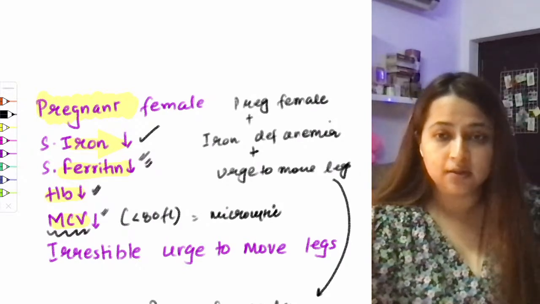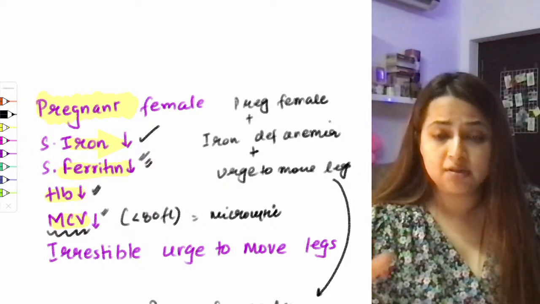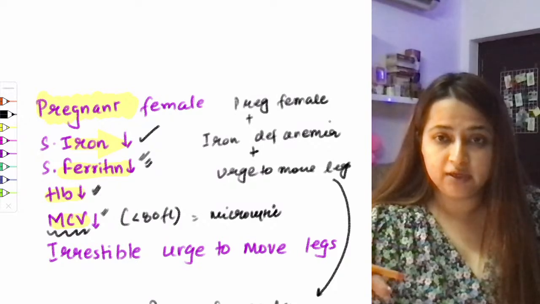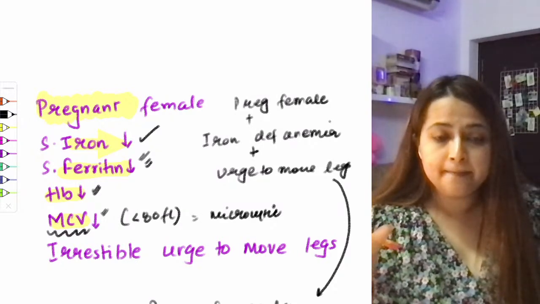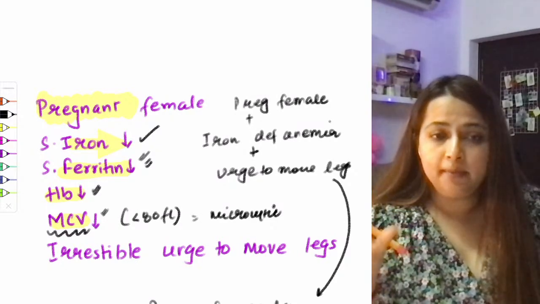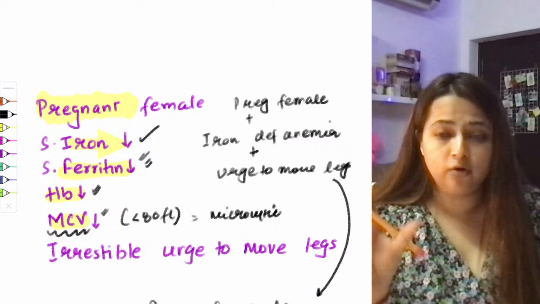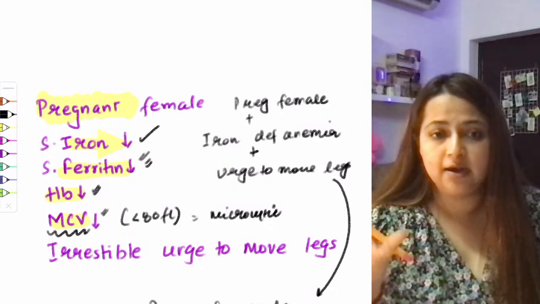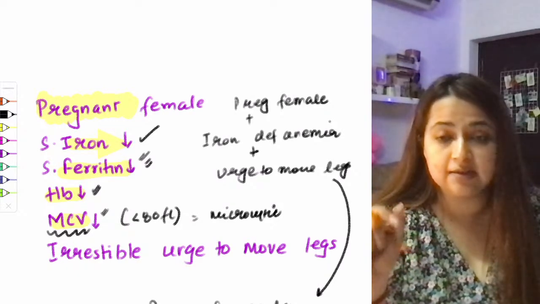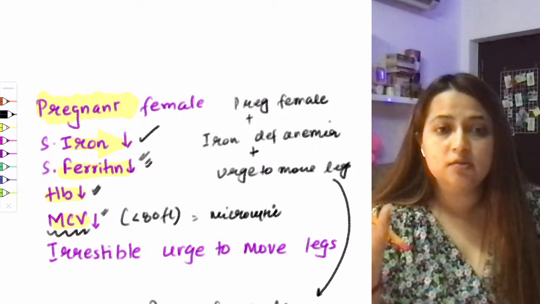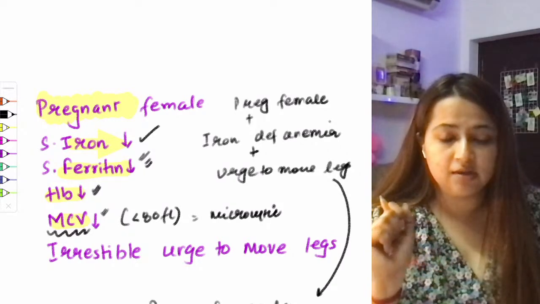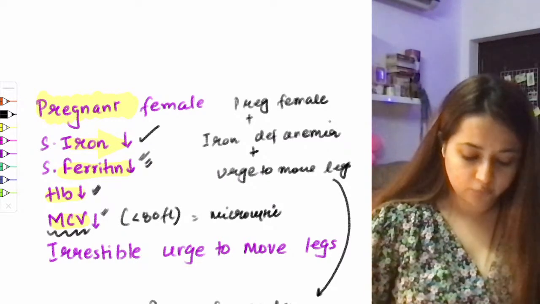The take-home message is that restless leg syndrome is the irresistible urge to move the legs. Okay? Now, this is very commonly associated with pregnancy as well as iron deficiency. So if you remember these two keywords, pregnancy and iron deficiency, associated with restless leg syndrome. Okay? So this is the whole scenario that describes restless leg syndrome. Moving on.